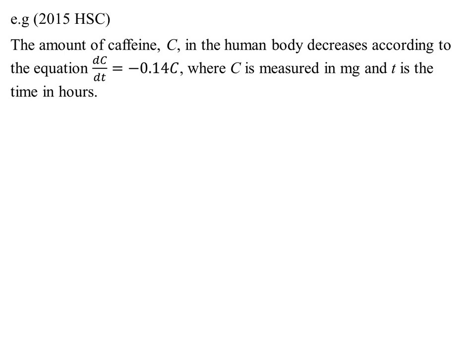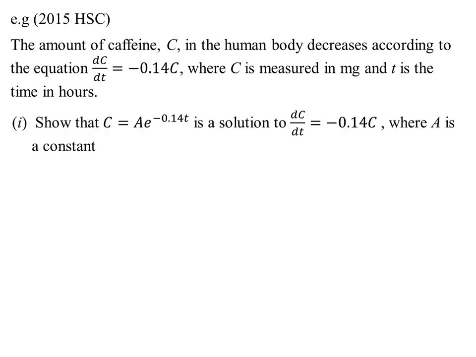C is measured in milligrams, t is the time in hours. And sometimes what they do is, instead of asking you to solve the equation, they'll give you a solution and say, look, show that this is a solution. So rather than having to go through the calculus to solve it, I can simply substitute in and work this out. So if C is equal to Ae to the minus 0.14t, well, when I say without calculus, I'm still going to differentiate, but I don't have to start with the dC/dt. I start with the given equation and differentiate that.